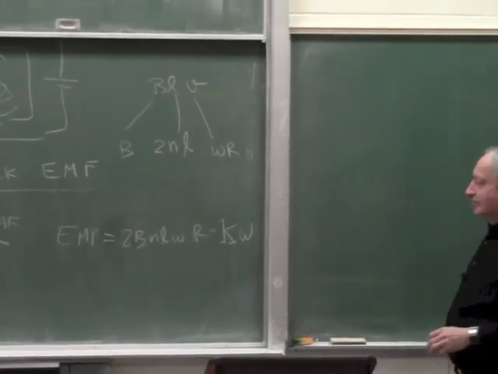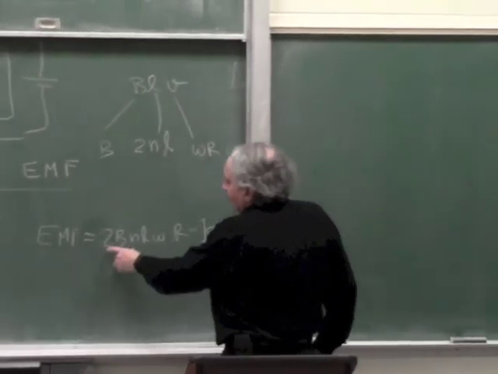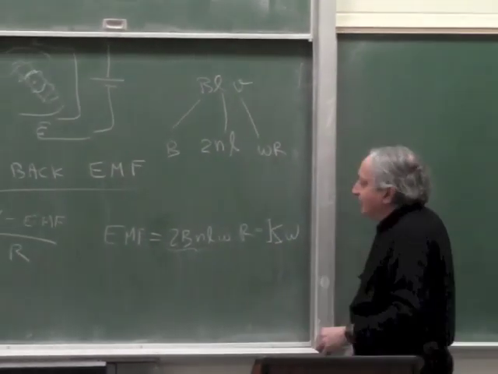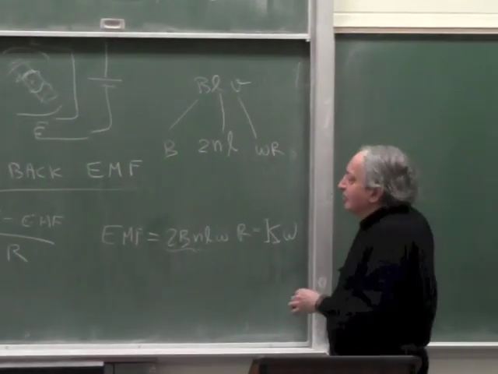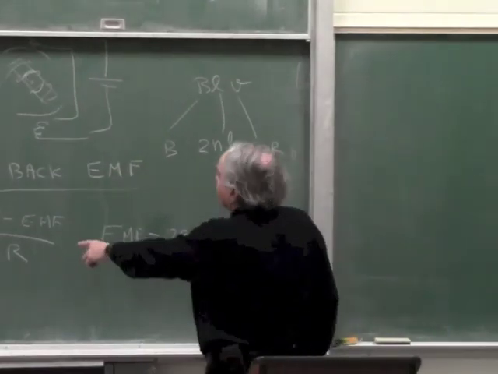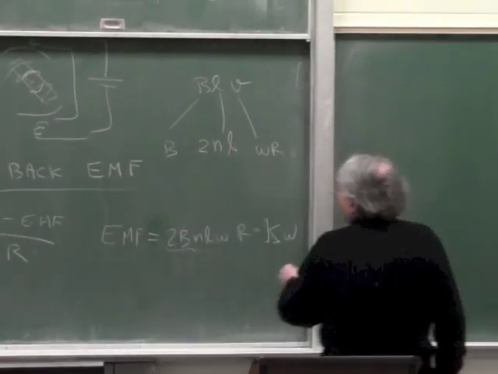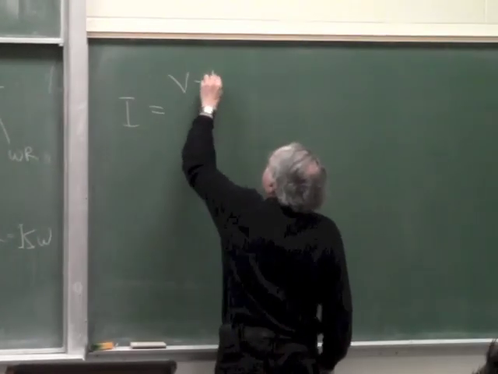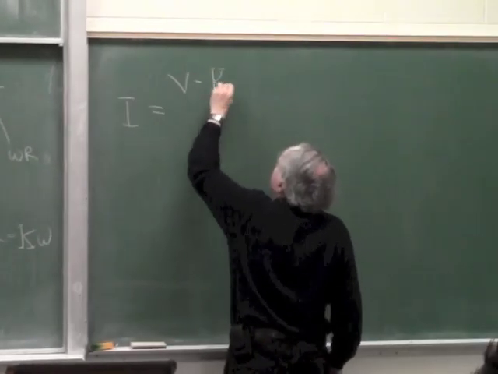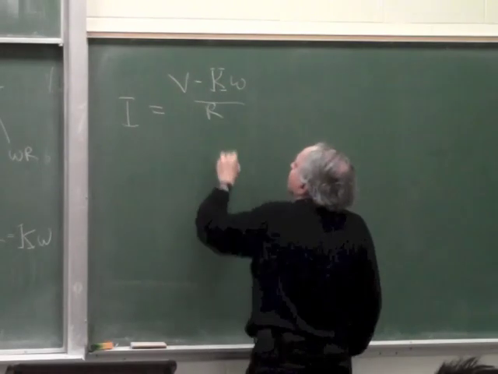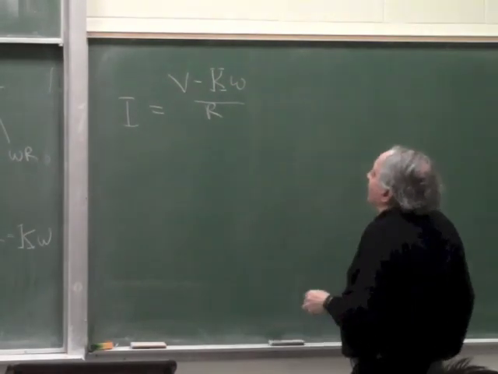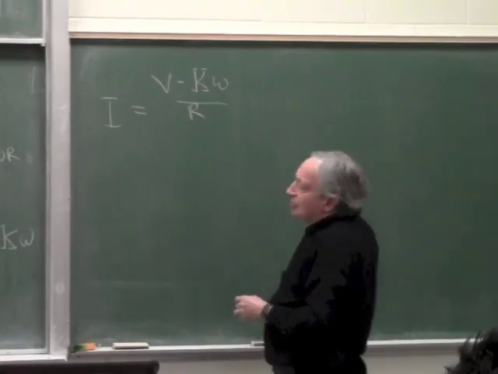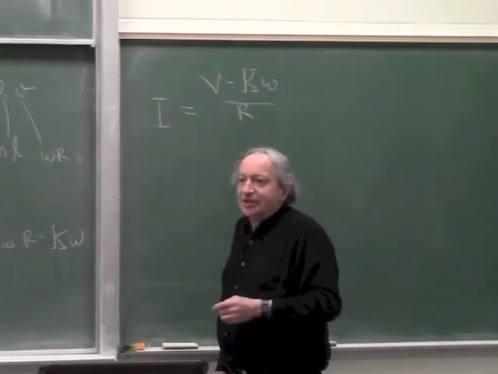Okay? Because this is all parameters of the motors. All these things except omega depend on the construction of the motor. So if we rewrite this, we get I equals V minus K times omega divided by R. Okay? And we also know that the torque of the motor, yes please?